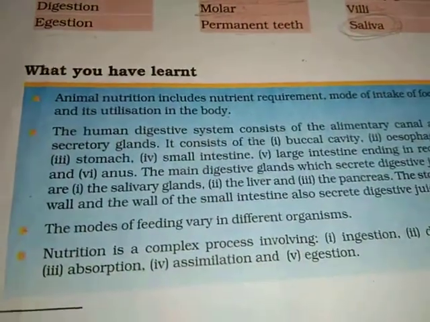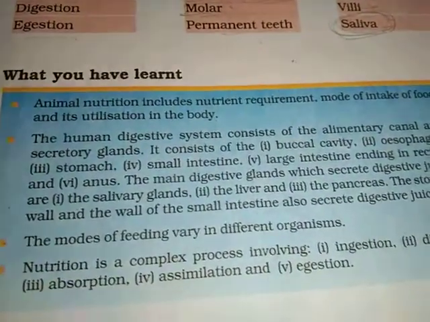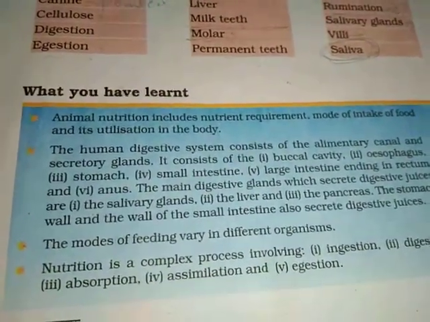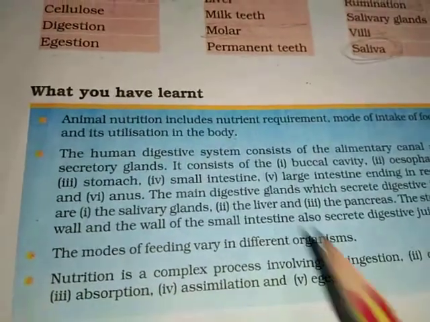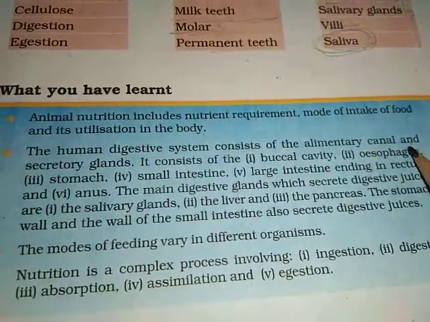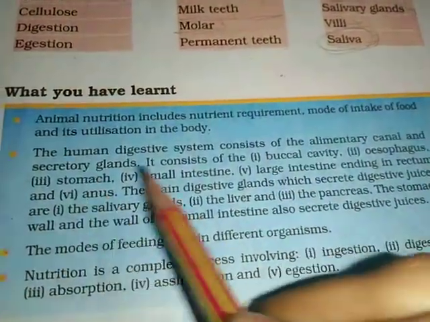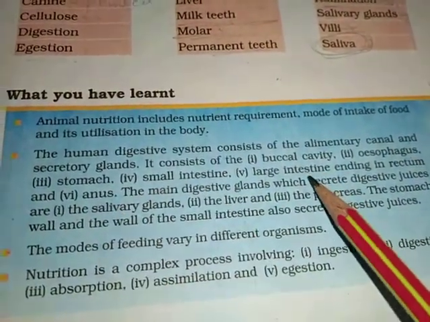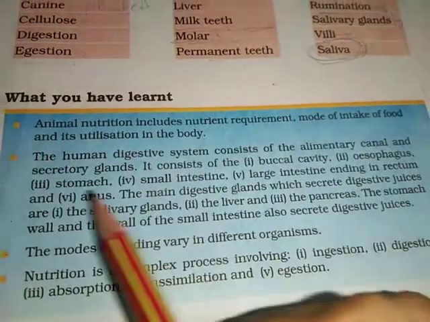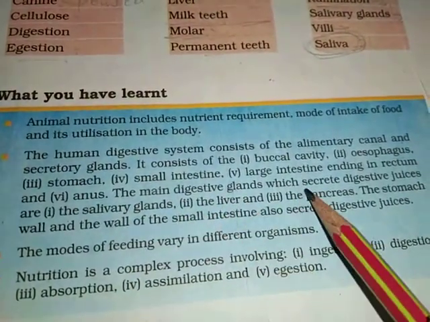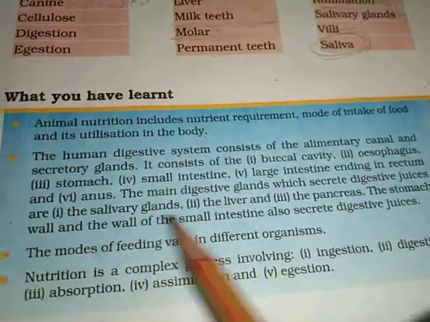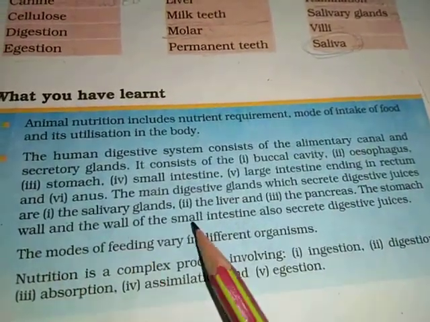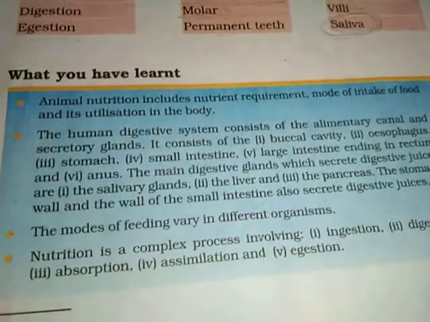Now what have you learned? Animal nutrition includes nutrient requirement, mode of intake of food and utilization in its body. The human digestive system consists of alimentary canal and the secretory glands. It consists of the buccal cavity, esophagus, stomach, small intestine, large intestine, and ending in rectum and anus. The main digestive glands which secrete digestive juices are salivary glands, the liver, and the pancreas. The stomach wall and the wall of small intestine also secrete digestive juices.